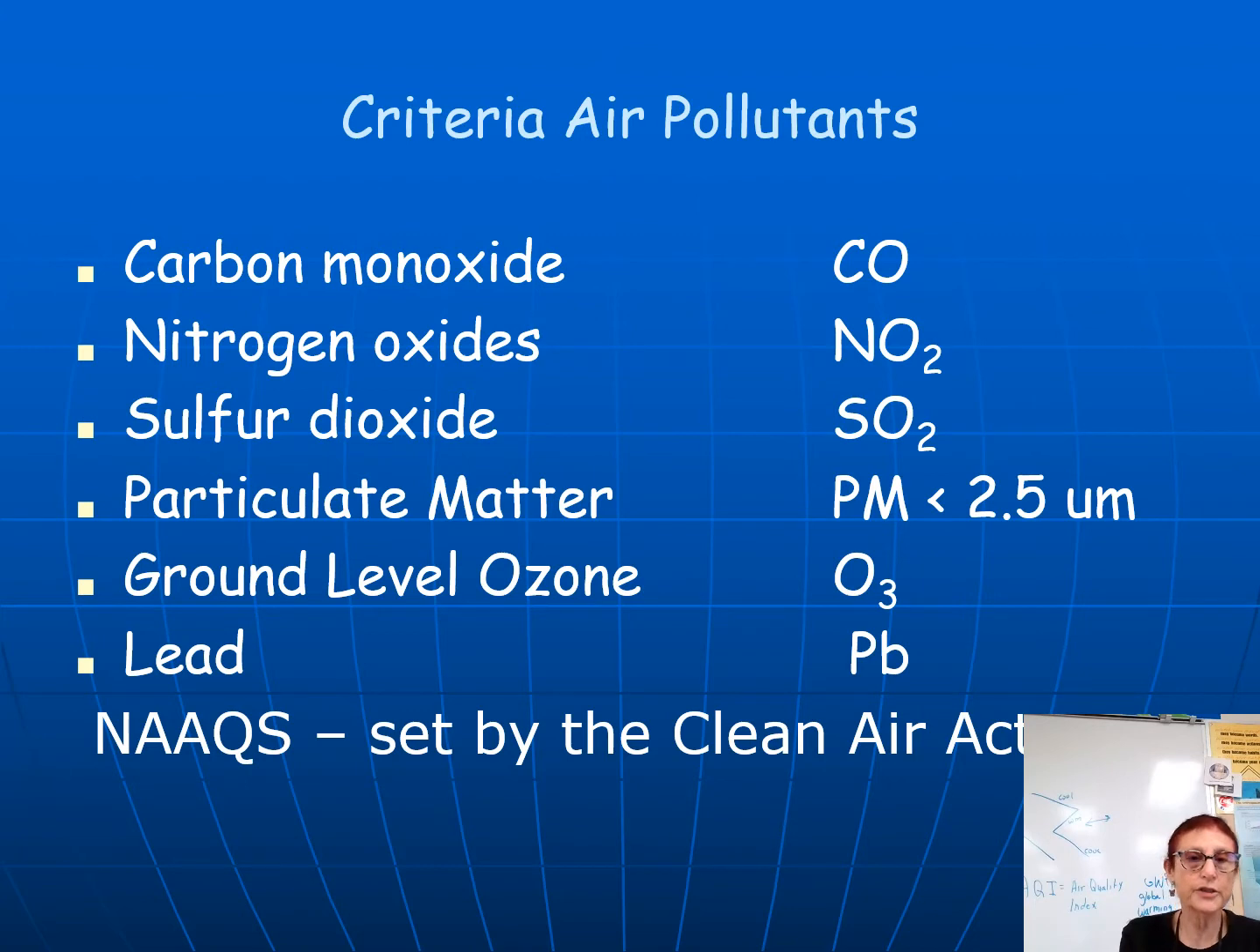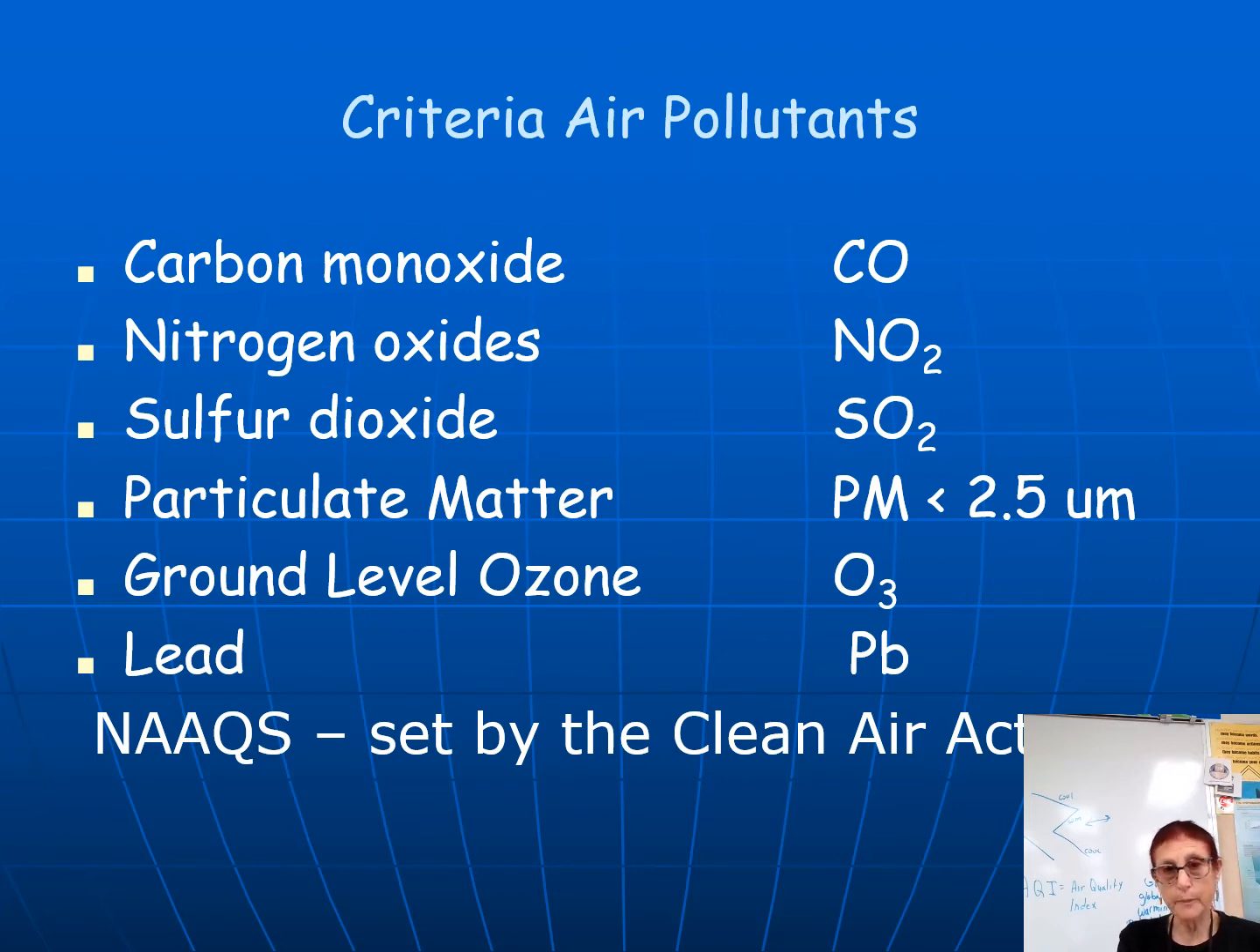So we have our 6 criteria pollutants, and this was as a result of the 1970 Clean Air Act. Again, those standards were set for those pollutants. They include 1-hour standards, 8-hour standards, 24-hour standards to assess what's going on in a particular area. So you have carbon monoxide, NO2, and SO2, sulfur dioxide. The standard now for particulate matter that's regulated is anything that's less than 2.5 microns. Ground level ozone and lead round out your criteria air pollutants.